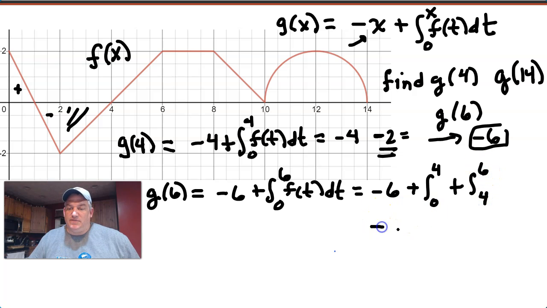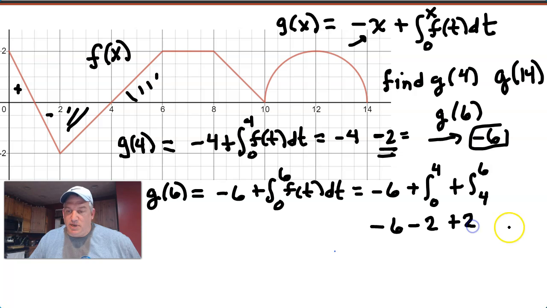So we have negative 6 minus 2. And then we look up at the picture from 4 to 6. We're talking about this triangle, which is the same size as the triangle below here. So it also has an area of 2. So I guess the 2's cancel, and we have negative 6 as the final answer again.